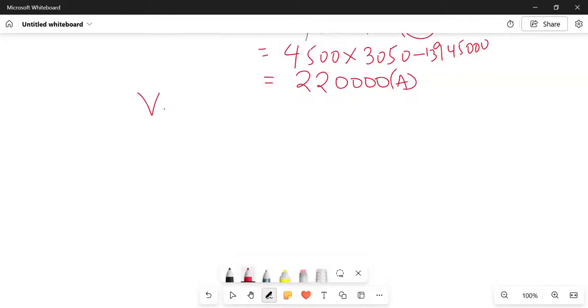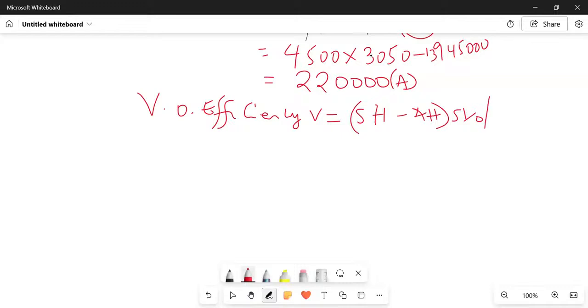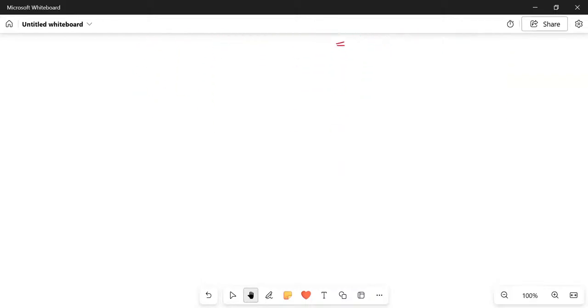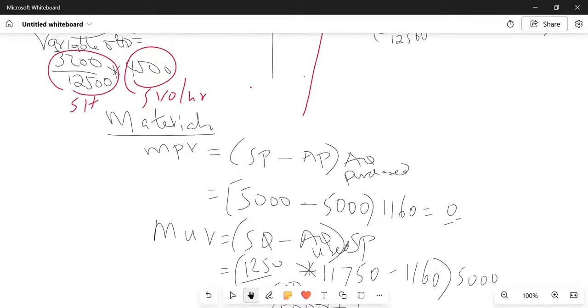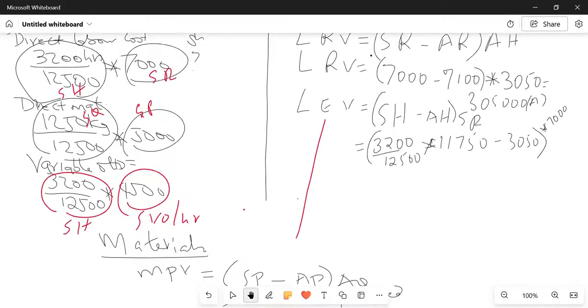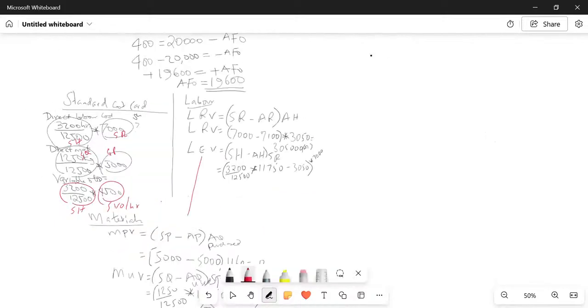So remember, it is variable overhead efficiency variance, which will be SHA. And then outside here, we have the standard variable overheads per hour, because it's variable overhead efficiency. So the question is, do we have these standard hours for actual production? Yes, we do. The standard hours are here.